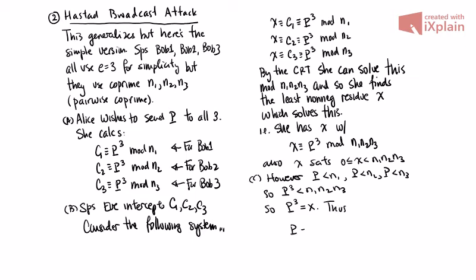Thus, P is actually the cube root of x, which seems really funny because x is a very large integer. You might be surprised that it has a cube root, but it does simply by the construction here. So what Eve simply does is she literally takes the cube root and finds out P. And so that's the Hastad broadcast attack. There's one more I want to look at, so let me clear the screen and look at that one.